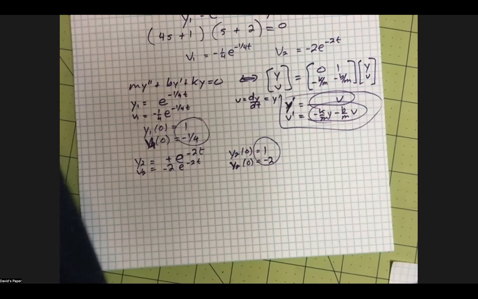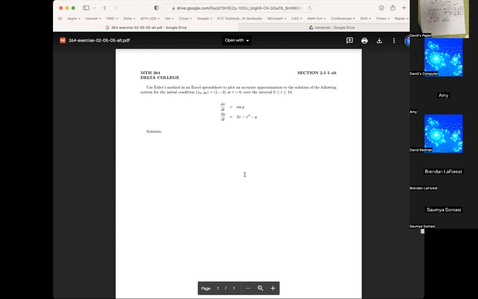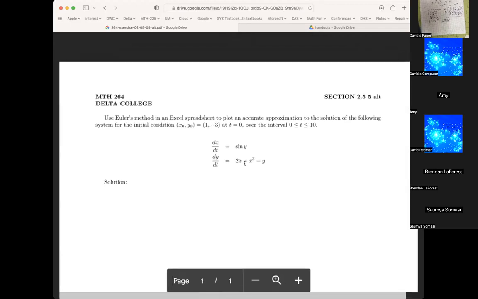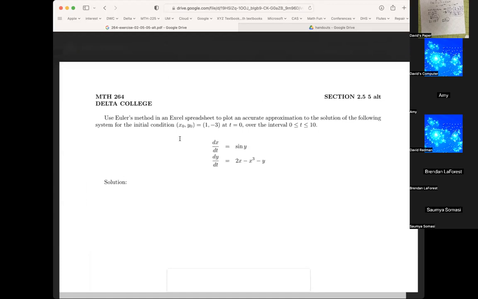Now here's another question regarding 255. Let's look quickly at 255, show phase plane plot. Let's look at the question. Maybe we'll work up a quick demo and then we can go back to other things. Always just pop in and knock me over the head if I'm not showing you the proper screen, but let me open up 255 so everybody sees it. 255 looks like this. I'm trying to make that larger. Use Euler's method in an Excel spreadsheet to plot an approximation of this solution for the system with this initial condition over this time period.